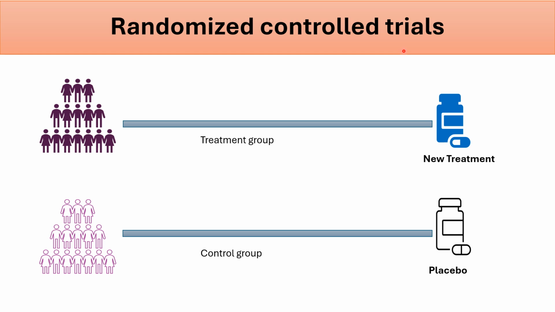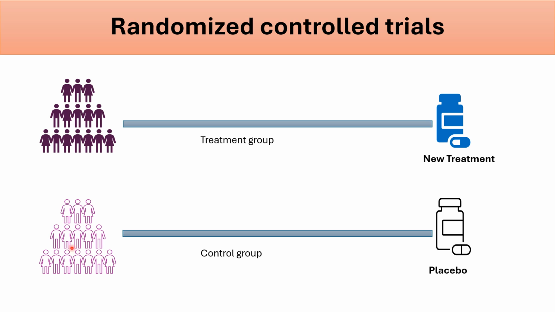Randomized controlled trials. This is the best study design. This is the gold standard to evaluate risks and benefits of a new treatment. Randomized means no selection bias, means different ages, different genders. Controlled. That's where this word came from. We have a control group. Control group is the one who will be receiving the placebo. And the treatment group is the one who will be receiving the new treatment or the active drug.